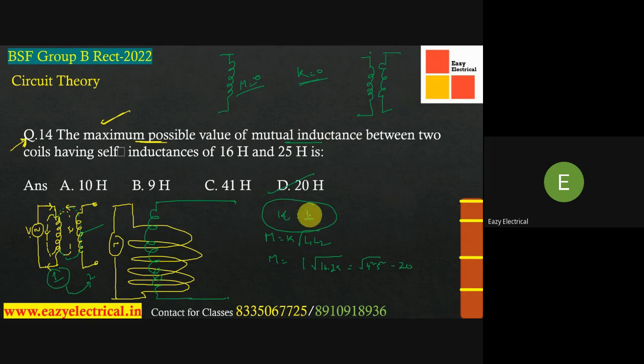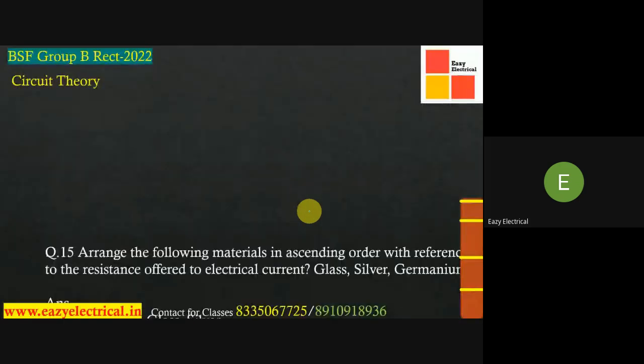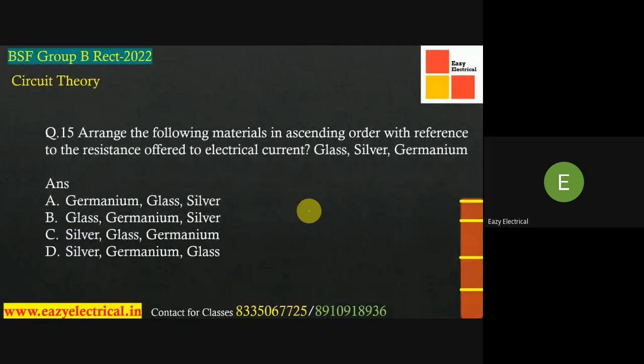Okay, so now coming to the next question. Try and arrange. This is a database oriented question, so this type of questions are basically asked. You have to get an idea. The question here is, arrange the following materials in ascending order with reference to the resistance offered to electrical current. Glass, silver, and germanium.